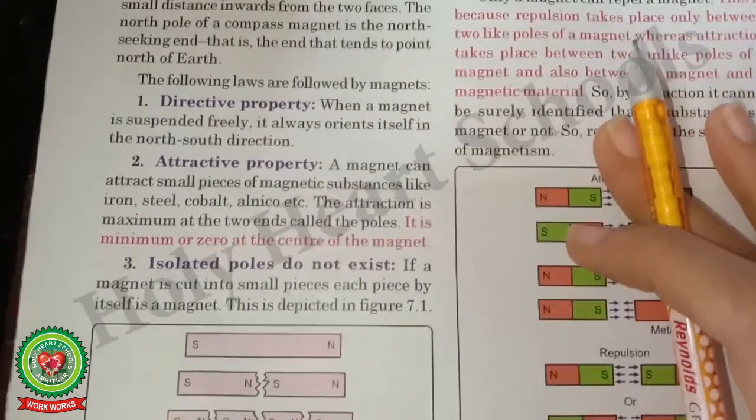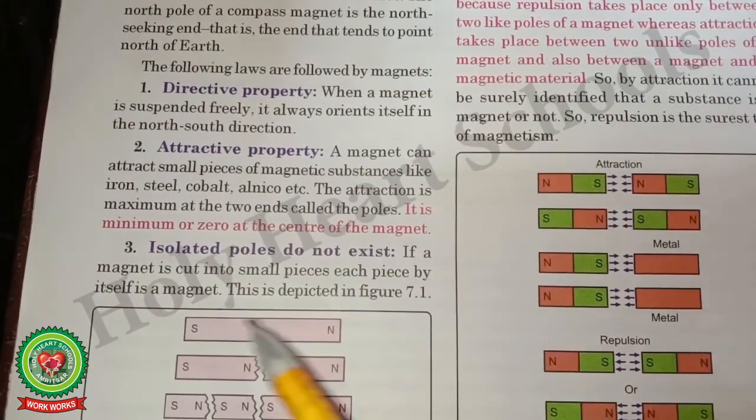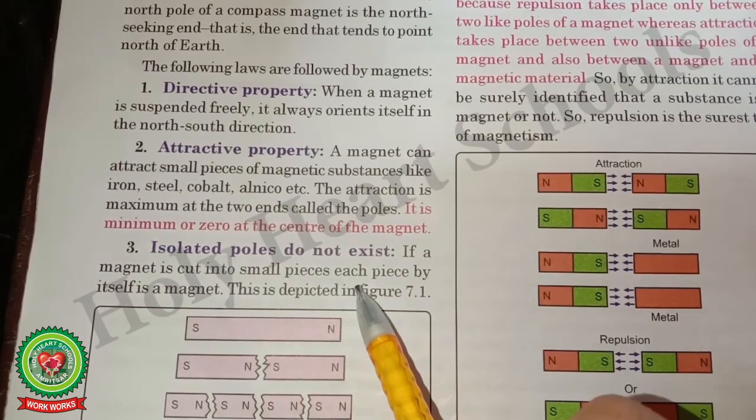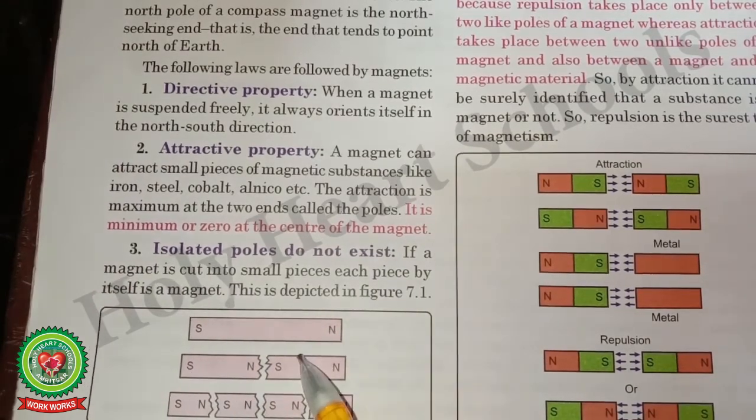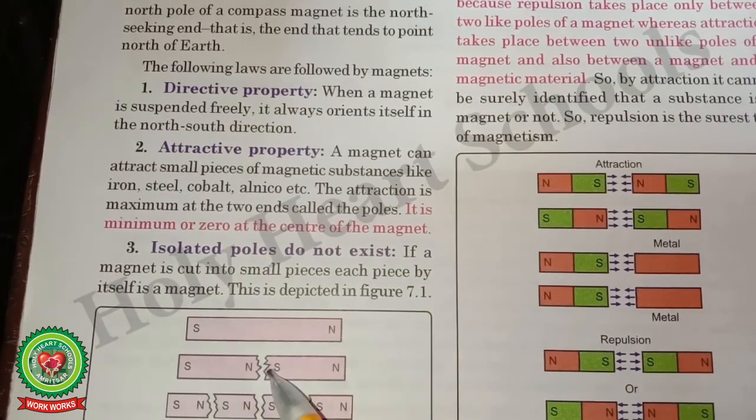Next is isolated poles do not exist, which means if a magnet is cut into small pieces, each piece itself will become a magnet having both poles. It means that we can never separate poles.